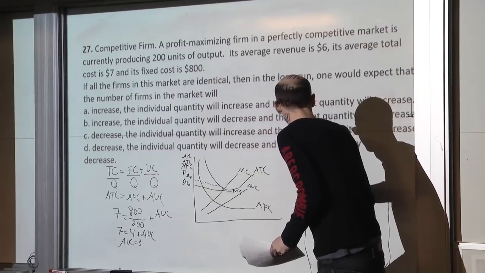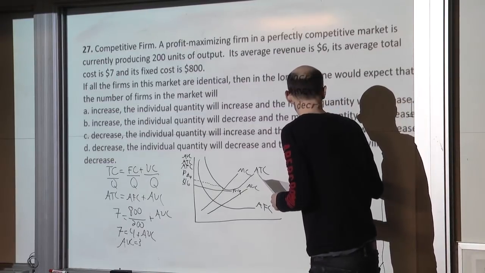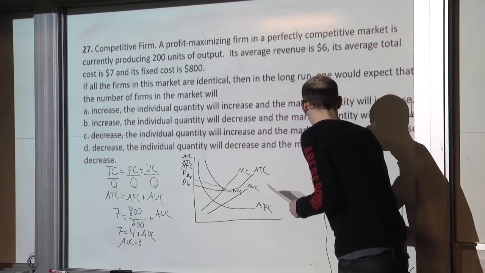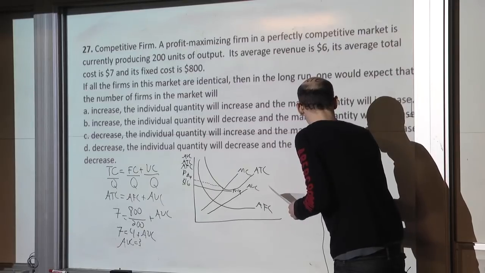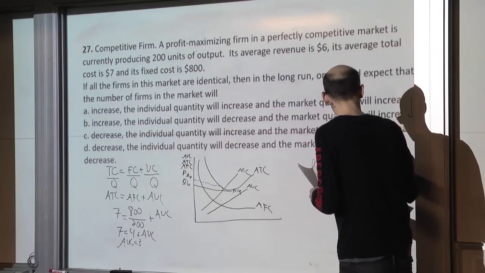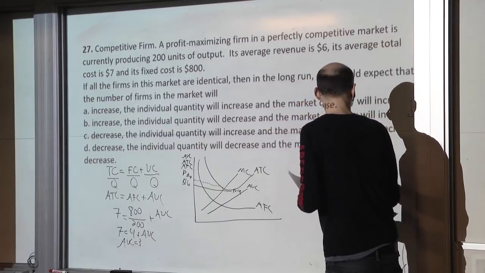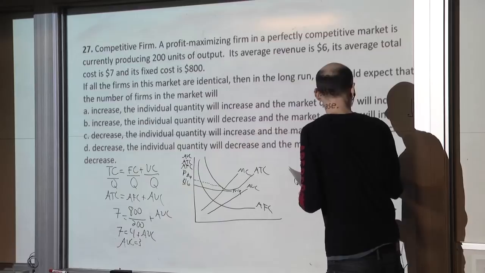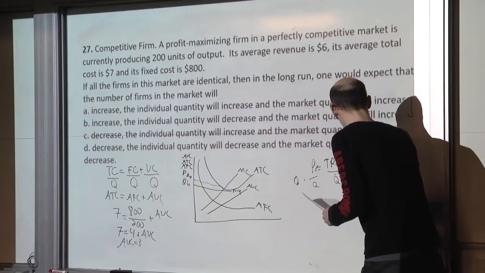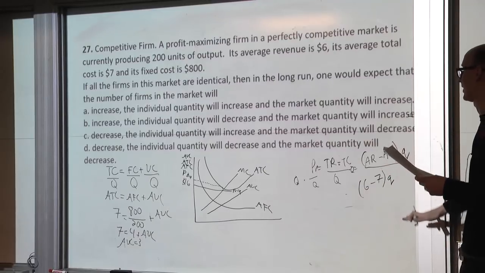profits equal total revenue minus total cost, which if we divide by Q, we get average revenue minus average cost. If we divide and multiply by Q, we get average revenue minus average cost times Q, okay? Or we get 6 minus 7, which is a negative number, times Q for their profits, okay? And so we know they're operating at a loss.